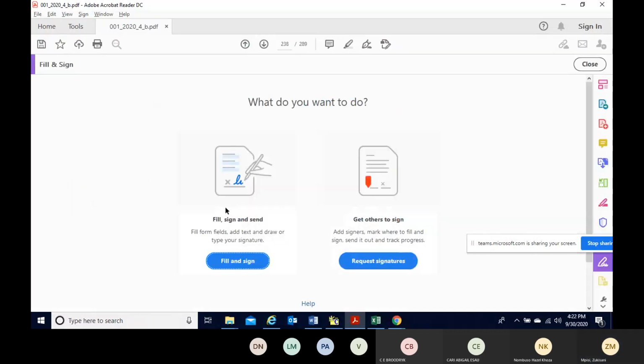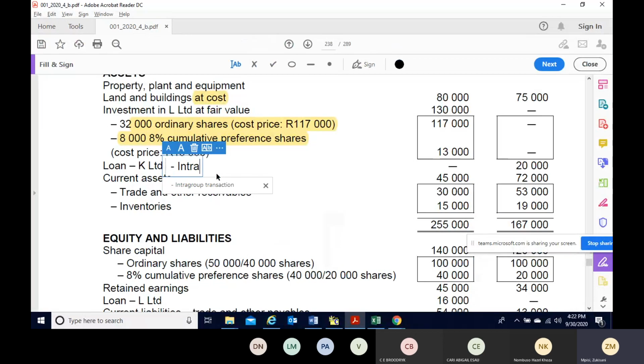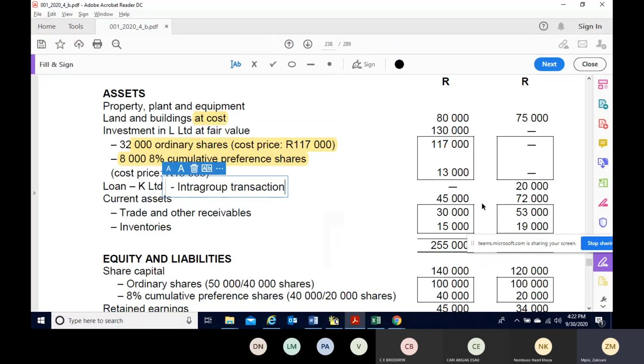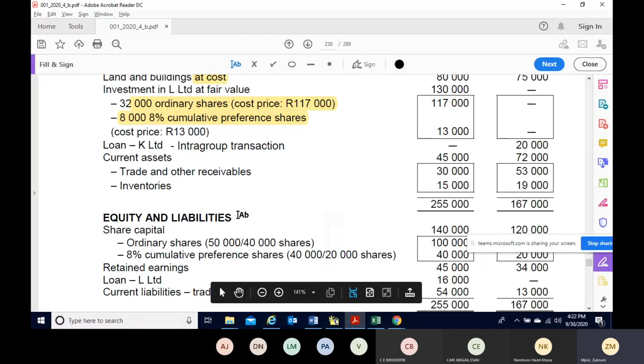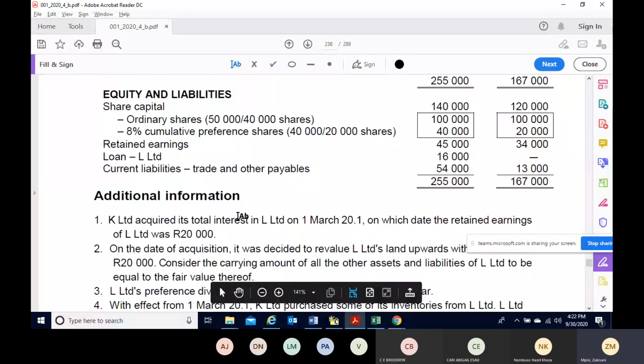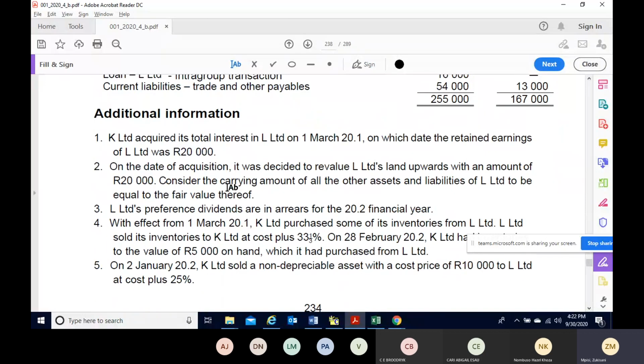So already one can pick up that the loan to KLTD is going to be an intra-group transaction. We've got current assets, trade and other receivables, inventories. We've got share capital, straightforward. We've got retained earnings. We've got a loan to LLTD, so we know that this is an intra-group transaction. We've got current liabilities. So let us read the additional information.